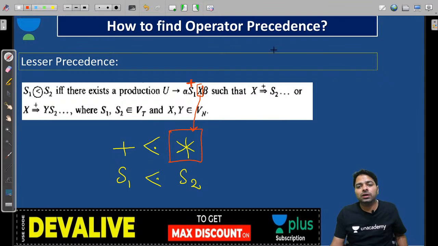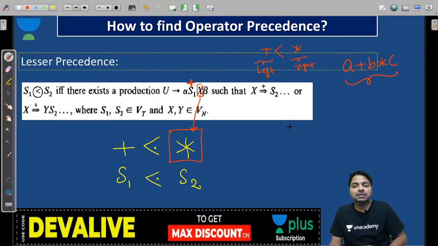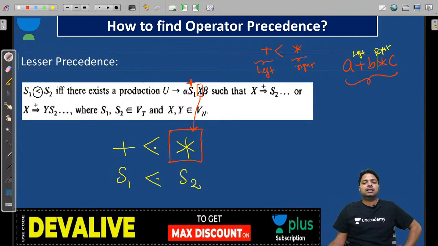When you are comparing two operators, plus and star, the plus is called the left operator and star is called the right operator. So in the expression you will have A plus B star C, but you should not treat it as A star B plus C. Both are different. The plus is the left operator and star is the right operator. Is it clear? Yeah, this takes some time to understand who is the left and who is the right operator.